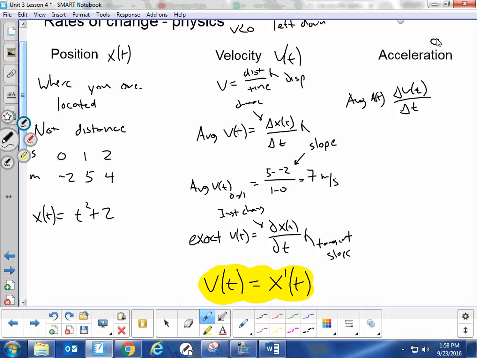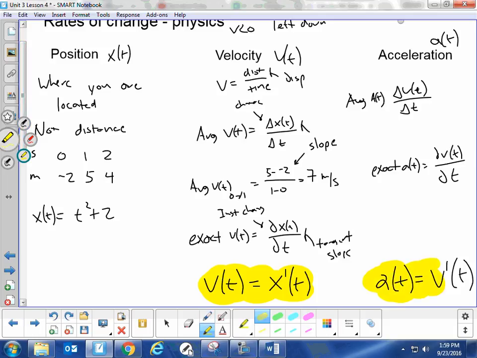Acceleration, we usually use A of t. This is just, is my position increasing at an increasing rate or increasing at a decreasing rate? How fast is my velocity changing? That would be acceleration. And it turns out it's just going to be the slope of velocity. And if I wanted exact acceleration, I would just have the instantaneous change in my velocity over the instantaneous change in my time, which is just the derivative of velocity.